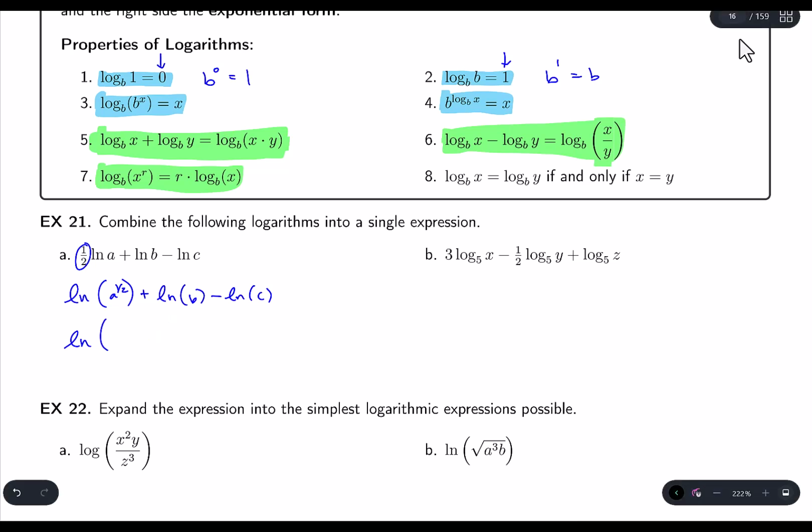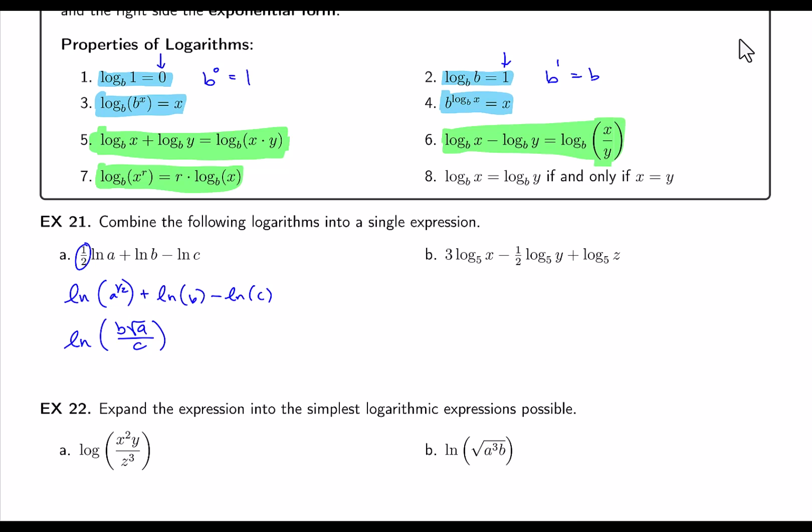So b minus c, that's going to put c in the denominator. So it's going to be b square root of a all over c. The 2 logarithms involving a and b are added, so we multiply those, and then we divide by c because it's being subtracted. So that combines it into a single logarithm.